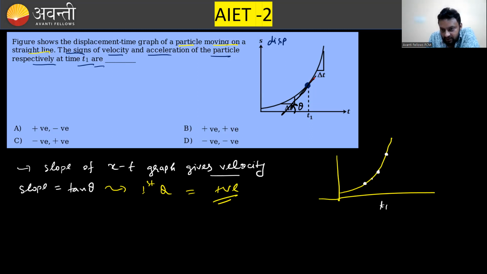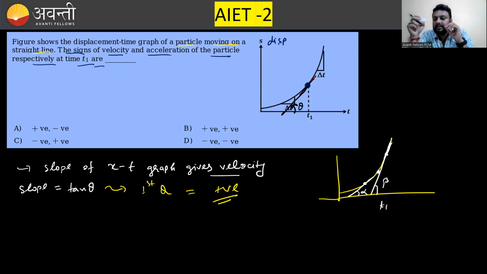If I consider the time just before it, if you draw the tangent it will be something like that, and this angle, let's suppose, is alpha. And if you take a time just after that, the tangent will be something like that. This angle will be beta. Can you see that the angle is increasing? Angle is increasing, that means slope is increasing, or you can say tan theta is increasing, or you can say velocity is increasing. All these things are the same.